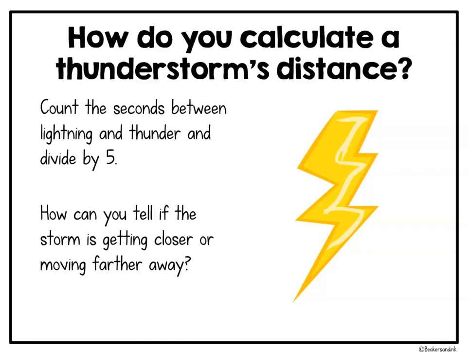So thunder can only be heard from a distance of about 10 to 15 miles away. More than that, and the only thing you see is lightning, and that's what a lot of people call heat lightning.